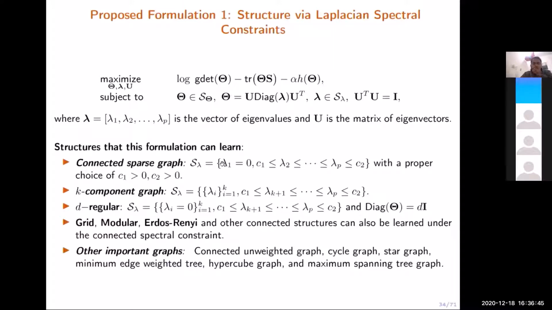So this is one structure. The k-component graph structure can also just force k eigenvalues of lambda to 0, and that will make the graph k-component. For the d-regular graph, along with the general connectivity constraint, force the diagonal element of theta equal to d. So this is also a linear constraint, which can be well tackled. Other graph structures can also be learned from this formulation. This is the first formulation. We will see the algorithm for this formulation later.